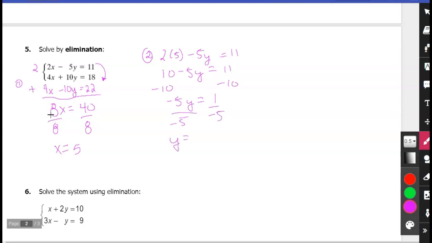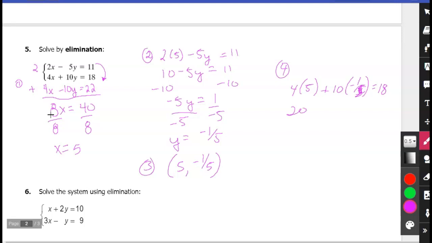And I'll just leave that as a fraction. Negative 1/5. Step 3, write your ordered pair. 5, negative 1/5. And step 4, check your work. So I have 4 times 5 plus 10 times negative 1/5. Fifth. I said fifth and wrote a half. And that equals 18.